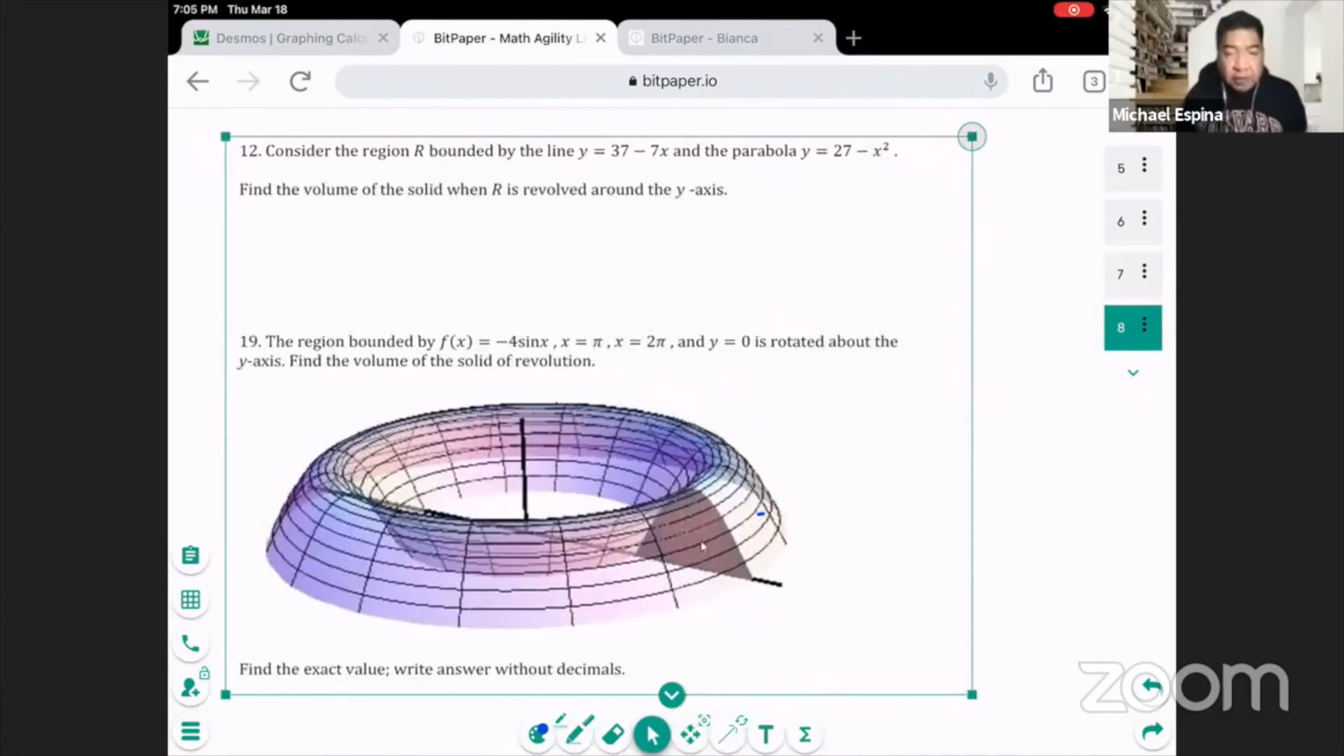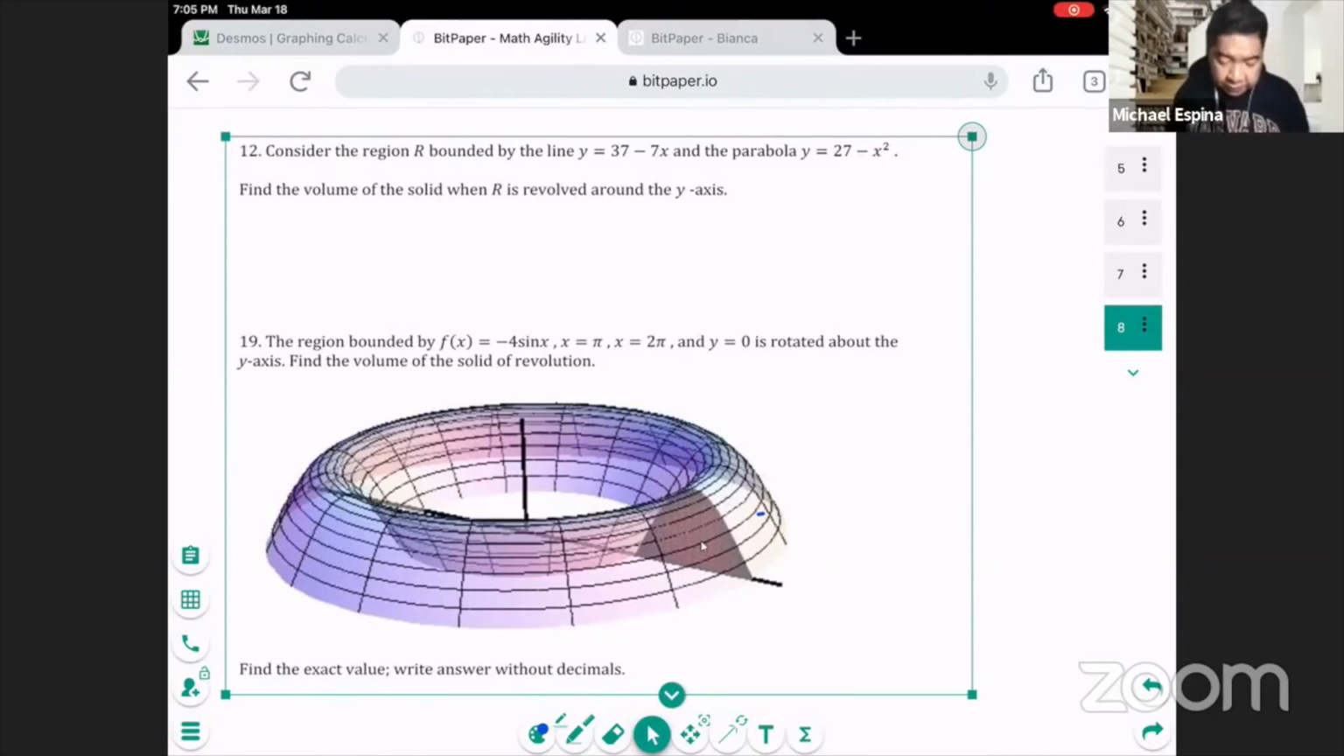The first question, number 12, says: consider the region R bounded by the line y equals 37 minus 7x and the parabola y equals 27 minus x squared. Find the volume of the solid when R is revolved around the y-axis. So the first thing we need to do is imagine how the graph would look, so let's graph it.